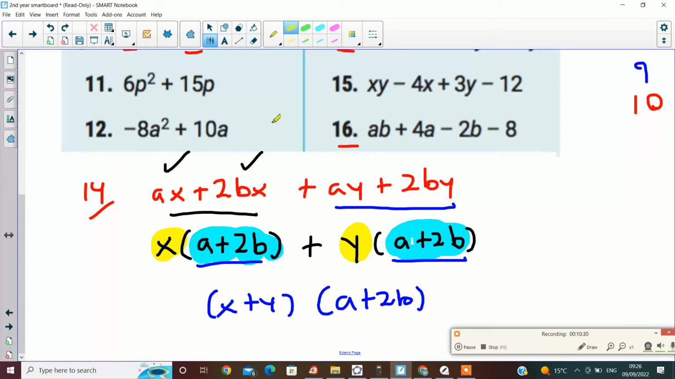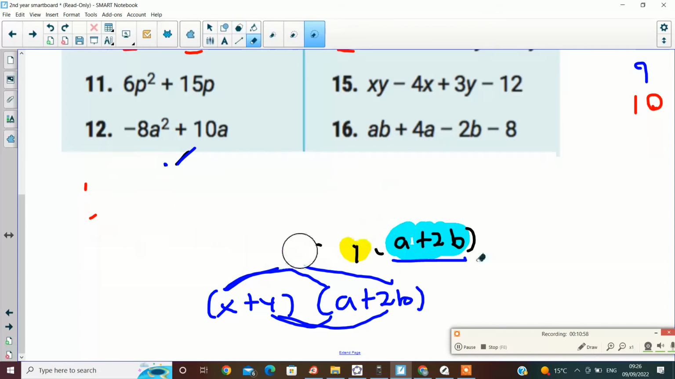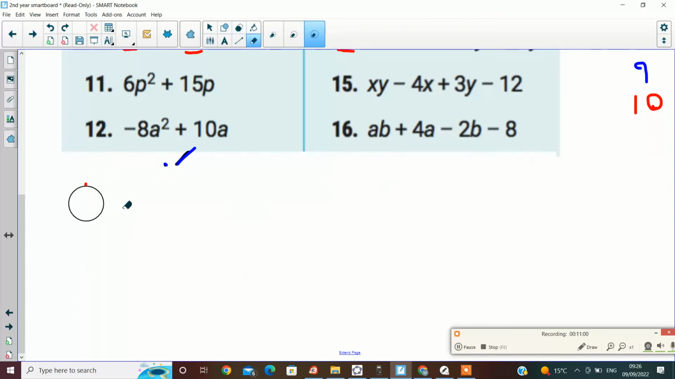So if you want to check your answer, look at this. Ready? What's x times a? Use your 4 lines. X times a or ax. X times 2b. Y times a, and then y times 2b. I know that's perfect because all 4 parts came out again. I'll do one more now. I get that's a jump and I get that's difficult. You will have help over the weekend. Okay? I'll make sure of it.